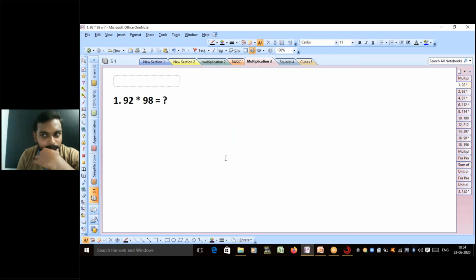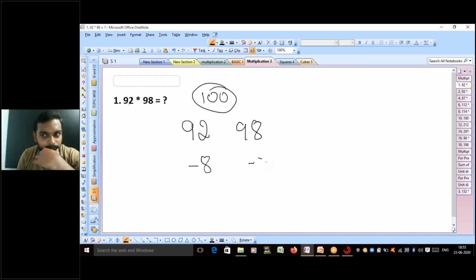Okay. Then 92 into 98 is how much? Yes, 9016. So instead of going with basic calculation, just try to observe the number. The given numbers 92 and 98 are nearer to 100, so just take the base as 100. From 100, 92 is 8 less, and 98 is 2 less. Just multiply these two numbers. 8 2s are 16. That is the right part of your answer.